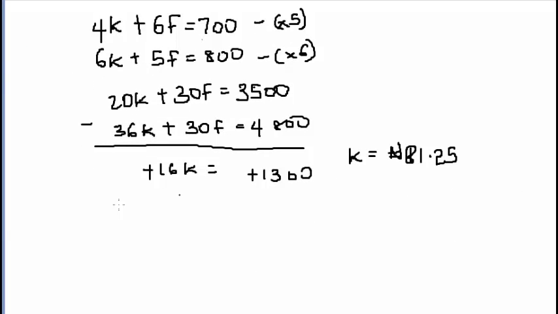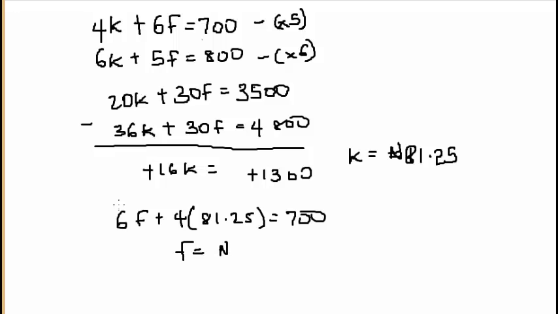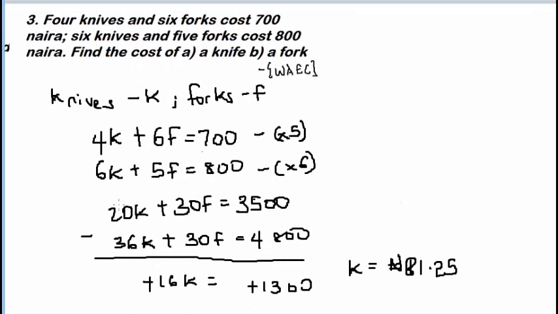Now after finding k, it's easier to find f. Just substitute the value of k. I have 6f plus 4 into bracket 81 naira 25 kobo is equal to 700. Then you have the cost of a fork to be 62 naira 5 kobo. I'm moving on to the last question.